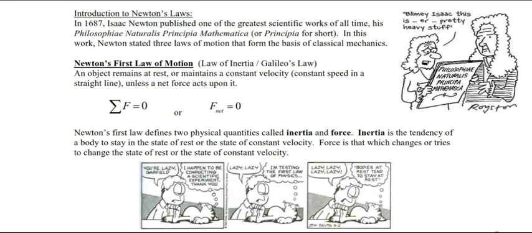To summarize, Newton's first law, often called Galileo's law or the law of inertia, states that an object at rest will remain at rest. An object at constant velocity will simply remain at constant velocity, unless there is a net force or unbalanced forces acting upon it. Mathematically, we write the sum of the forces is equal to 0, or the net force is equal to 0.